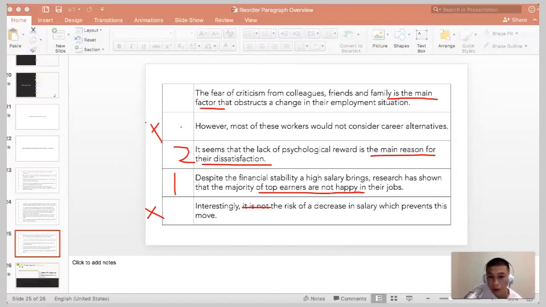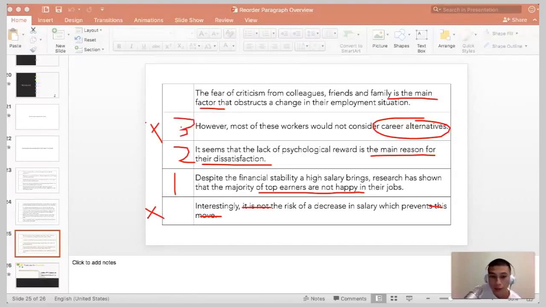"However, most of these workers would not consider career alternatives." Interesting. "Is not the risk prevents this move." What is this move? Where are they moving to? Well, career alternatives. What does that even mean? Career alternatives means changing jobs. That's the move. Okay, so this is referring to that. So I would say this is 3.